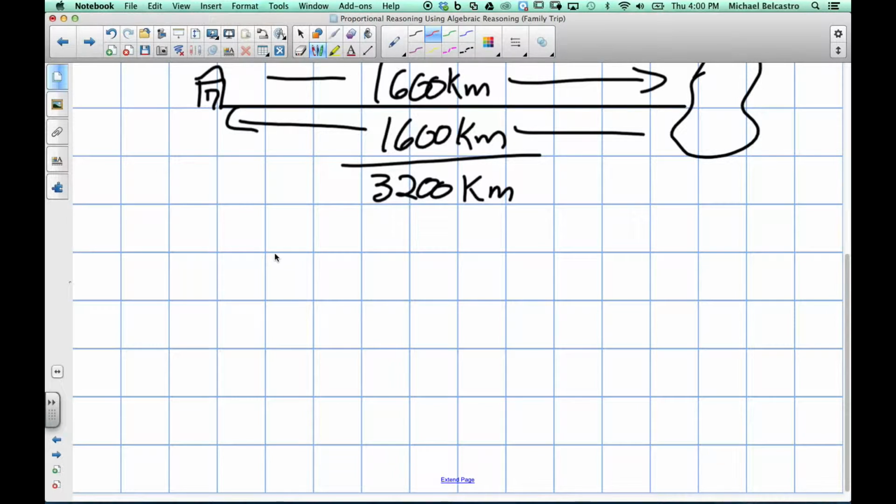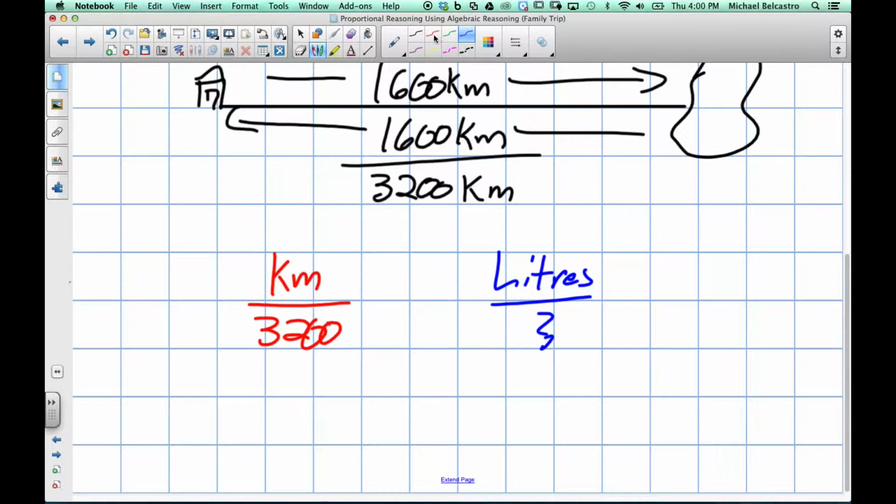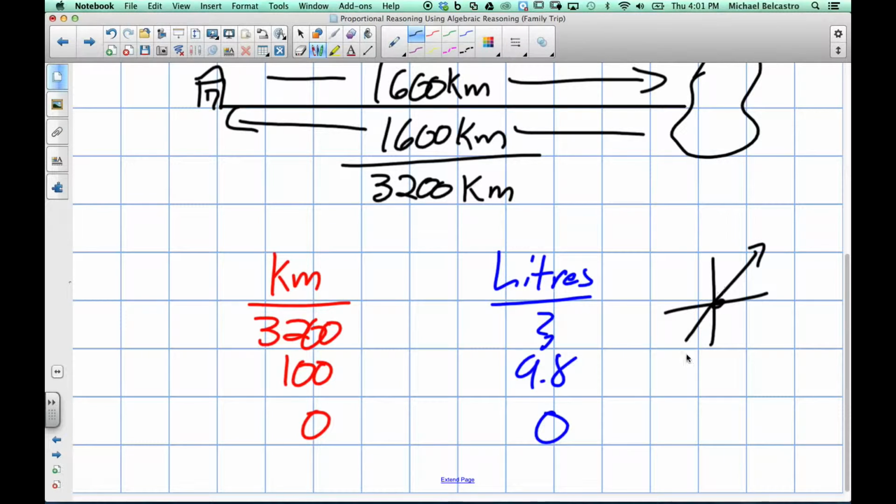Let's set those up. Our kilometers: we know that the family travels a total of 3,200 kilometers. The amount of liters they use at that point is unknown. But we do know from the question that for every 100 kilometers, the car uses 9.8 liters of gas, which will help us on our way. Just as a side note, if we were to drive no kilometers, how many liters would we use? Probably none, which means this is a directly proportional relationship. If we were to draw a graph, the line would go directly through the origin, which means we're going to use this type of equation, y is equal to m times x.